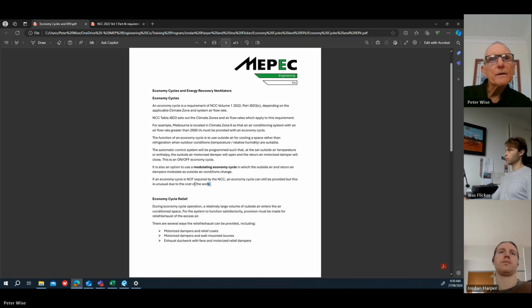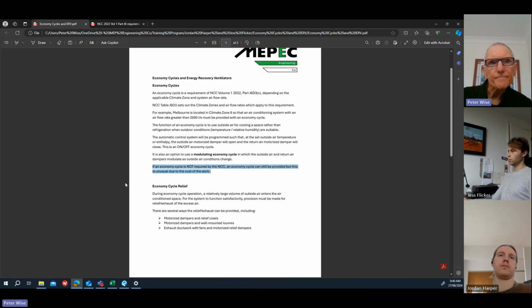Now, if an economy cycle is not required by the NCC, in other words, if your airflow rate is less than those values given against the climate zone, you can still provide an economy cycle. There's no reason why you can't do it, but there's a bit of cost involved because you've got the motorised dampers, you've got the control system, and the outdoor air sensing and so on to get it to operate. So you're looking at several $1,000s for that facility. So generally, people don't do it unless you have to by the NCC.